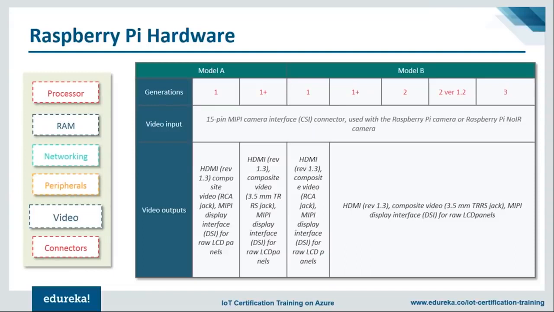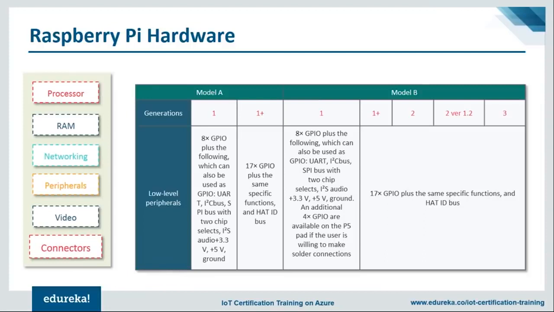Now, in terms of video input, you have a 15-pin CSI connector that has always been present with the Raspberry Pi, and video output has changed over the years. You have an HDMI port, you have a DSI port, and now you also have a 3.5 mm TRRS jack as well. Now, in terms of the connector capabilities, there are 17 pins of the GPIO ports which can be configured as per your requirements as well.